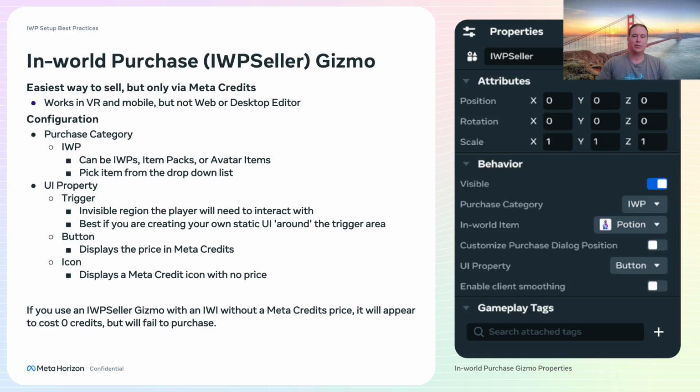So the trigger one's only useful maybe if you're doing your own UI, or it's a board or a texture, and you just want to put this invisible trigger over a place where someone would reach into in VR or click on in mobile to pretend to be clicking on a button in your static texture to buy something. That would be the case for using the trigger one. Otherwise, I think probably the button one is the best one to use here.